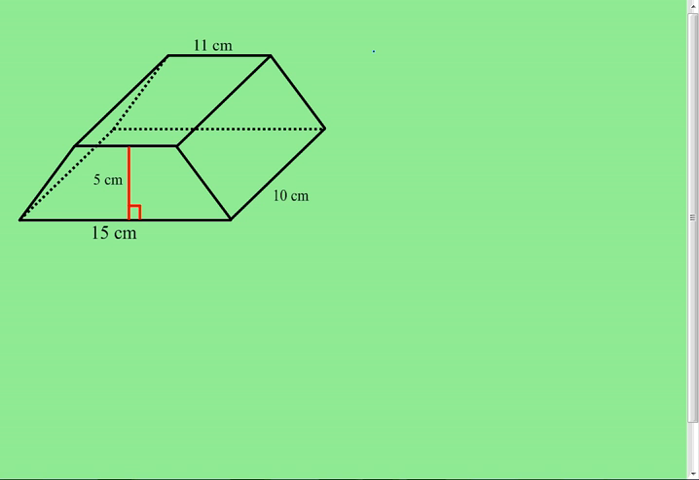What's the volume? Area of the base times the height. Now what's the shape of the base? Trapezoid, so it's 1/2. Yes, you should get 650.